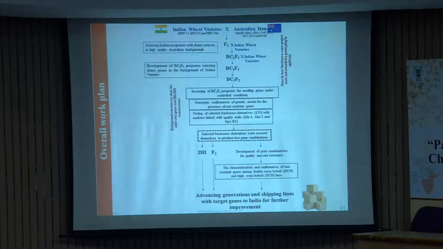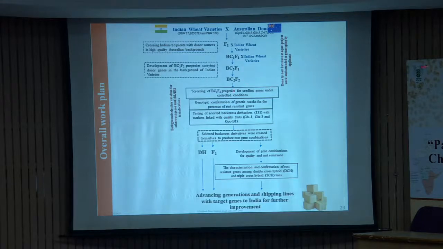If you see in the next slides, this is the overall plan of our work. So the Indian wheat varieties were these 3, and the Australian donors were for the resistance genes. And first we went for developing backcross BC2F1 and BC2F2.